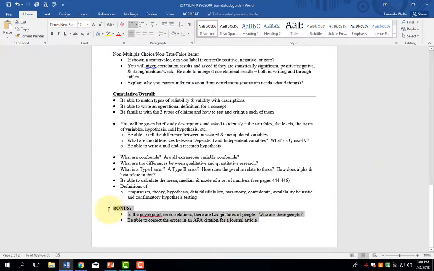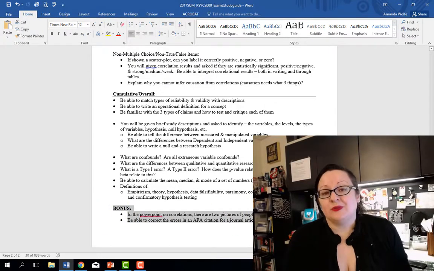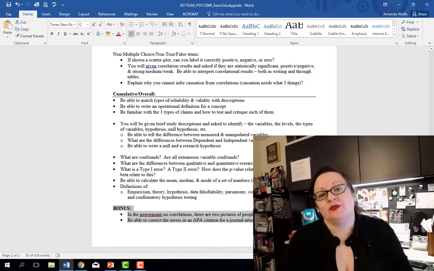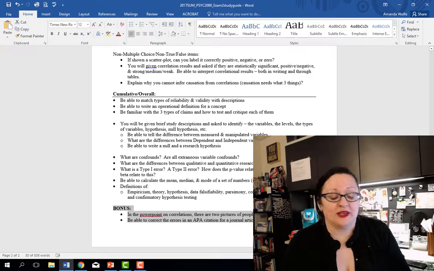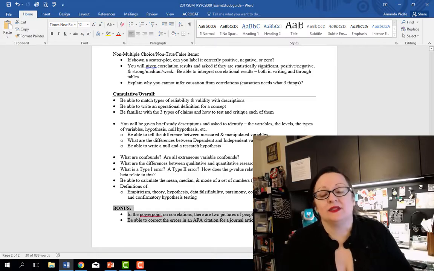Now, there are some bonuses. As per usual, I don't answer questions about the bonus. I'm nice enough to tell you what they are, and it's up to you to find them. Basically, the first one is if you pull up the correlation PowerPoint, there are two pictures in there that have people. One is a picture of an actual person, and one is a caricature cartoon of a person, and you just need to tell me who those people are. And then the other one is I'm going to give you an APA citation, and I'm going to make it all wonky, and your job is to fix it. Now, that's a bonus for now, but probably on the next exam, it will actually be 4 points. So this is your opportunity to practice it and then hopefully get better.